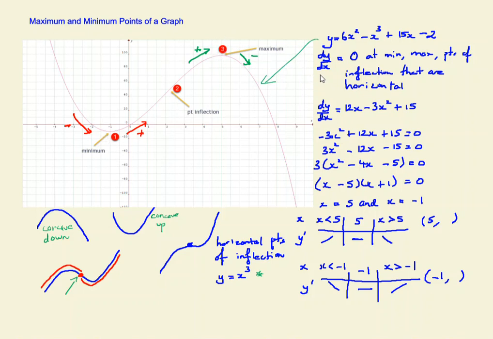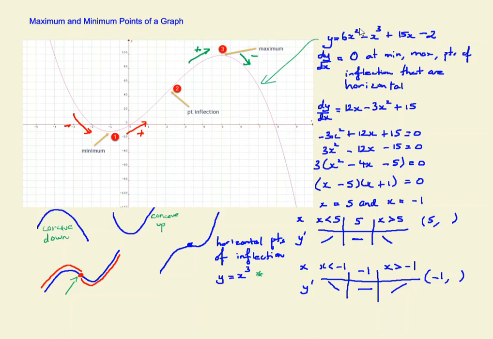And here's the key idea, that at maximums, minimums, and points of inflection that are horizontal, the gradient is 0. So this is a key idea. So what we're going to do is differentiate, let that derivative equal 0, find out when it equals 0, and they will be the x values when we have points where the gradient is 0. And we can see from this screenshot that it should be -1 and +5 for x. But often we won't have a curve in front of us, so we can't just read it off. So let's go through the calculus work.